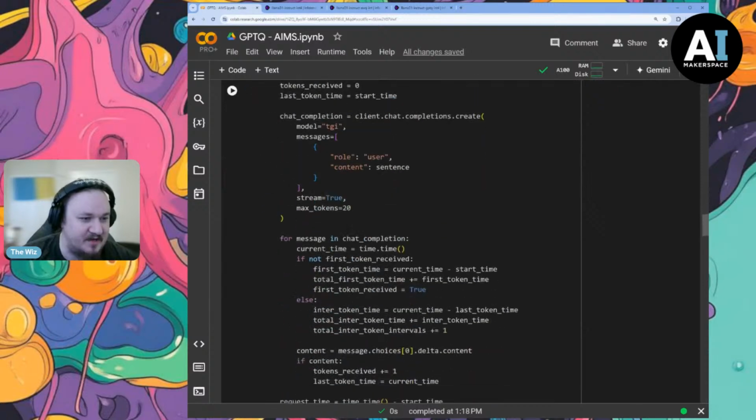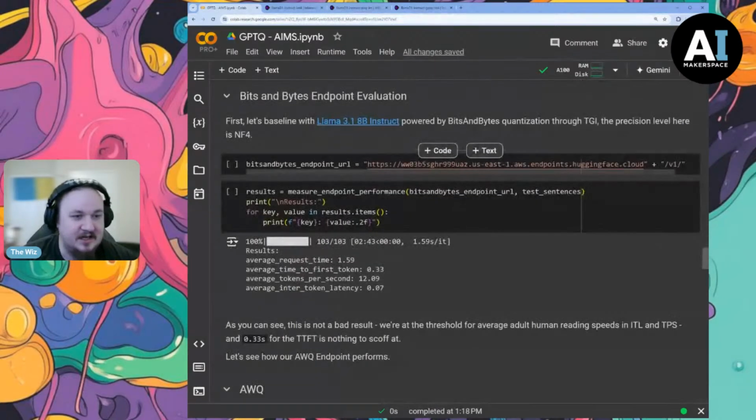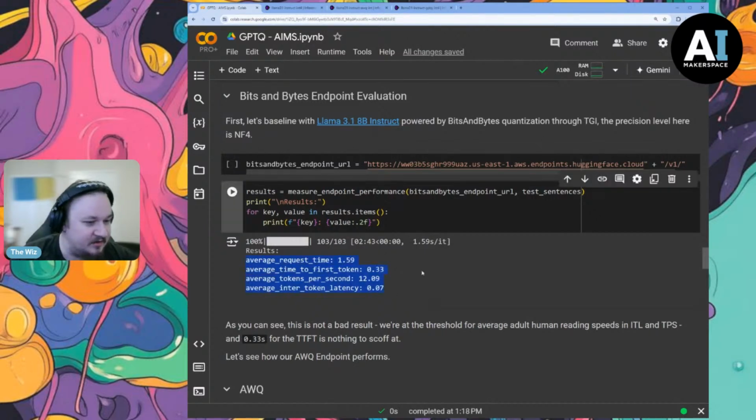So we just have this helper function that does all that. That's great. And then we're going to have our TGI endpoint that's pointing at bitsandbytes. Pretty straightforward. It's pretty slow. It's not too slow, right? 12.09 tokens per second, 0.33, right? So not bad.